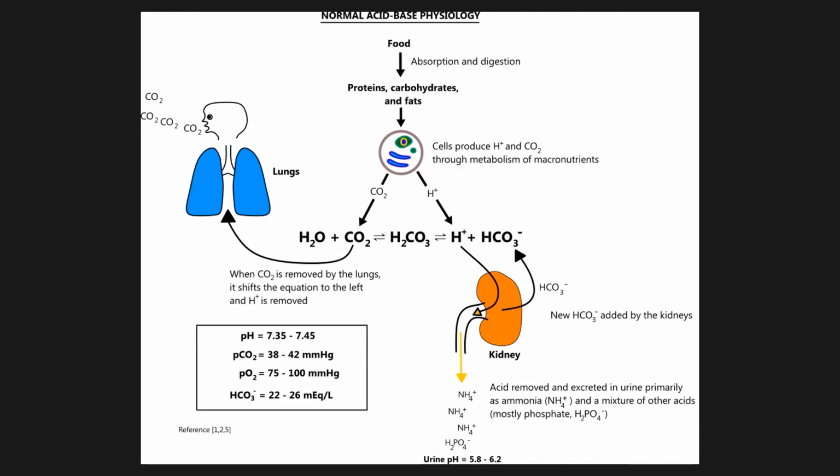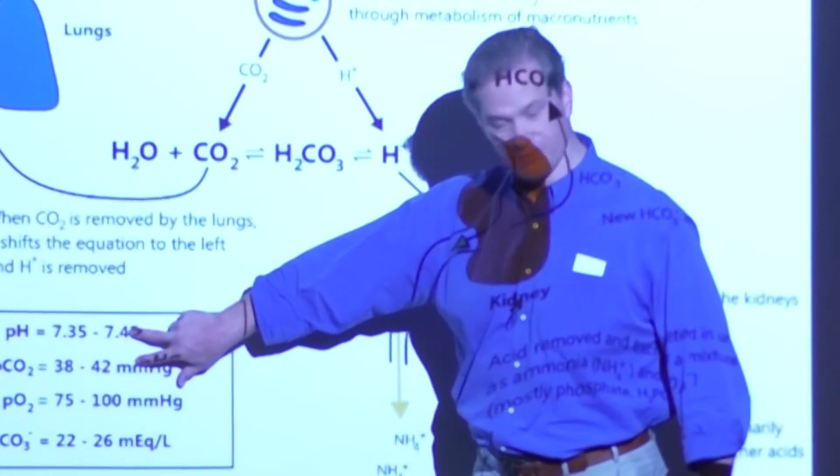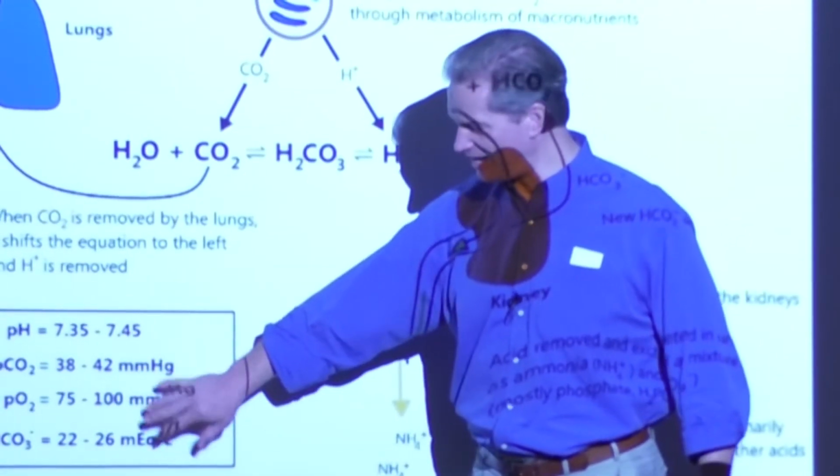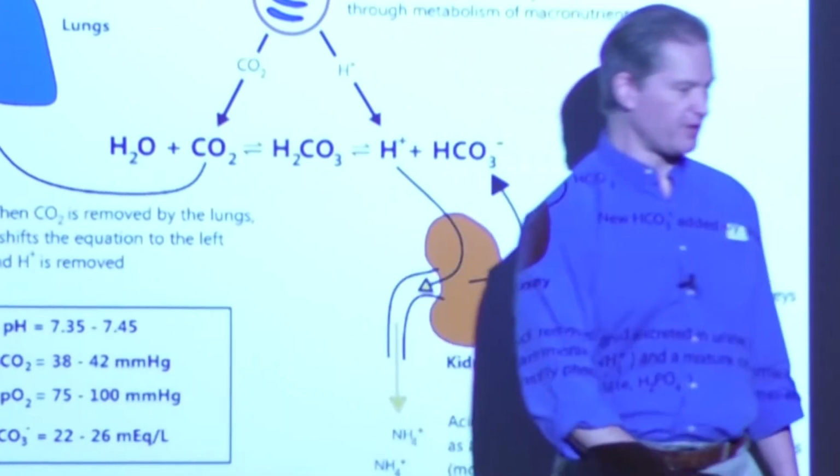Let's just talk more about that. Let's, real quick, normal pH is between 7.35 and 7.45. CO2 is between 38 and 42. These numbers are important. These two numbers are the most important. The rest of them are kind of figured. PO2 is between 75 and 100.